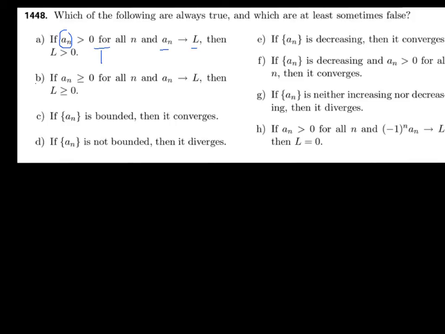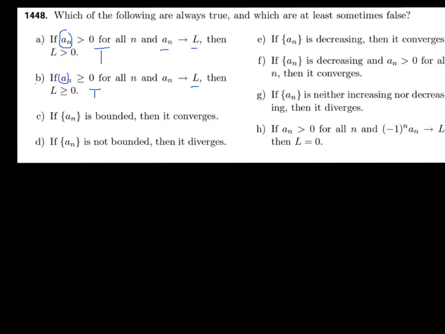Part B here, if each term in the sequence is greater than or equal to 0, and again, a sub n approaches some limit, then that limit is greater than or equal to 0. I said that was true as well. It's hard to imagine that each term being positive and yet you somehow approach a negative limit. I can't think of any example for that.